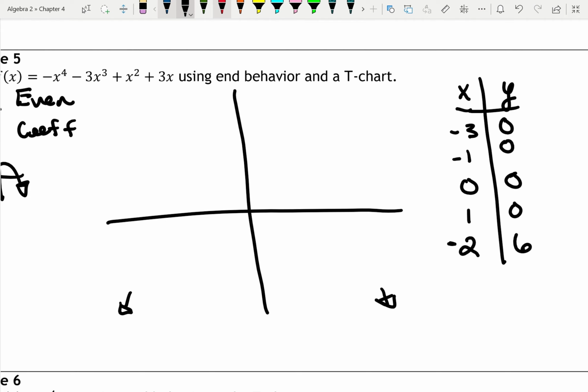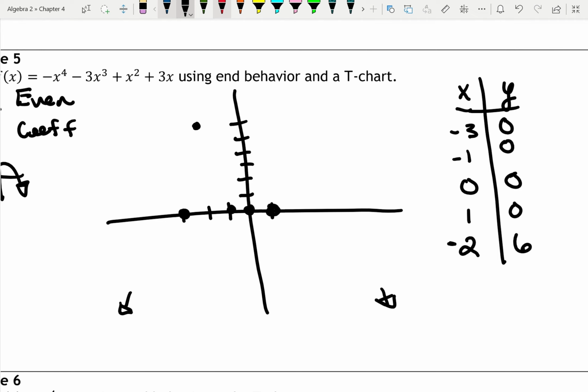Lots of zeros. So let's see if we can plot these. I'm going left 1, 2, 3, 0. -2, 6, 1, 2, 3, 4, 5, 6. -1, 0, 0, 0, and then, oh, that's it. Oh wait, do I have another one? Oh, 1, 0. So there we go.